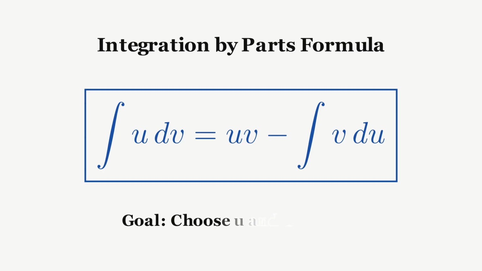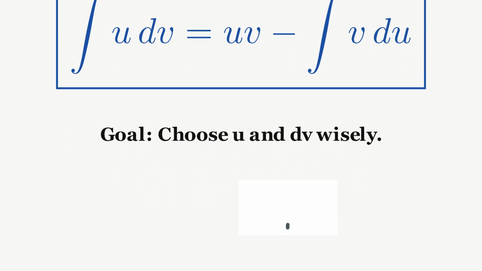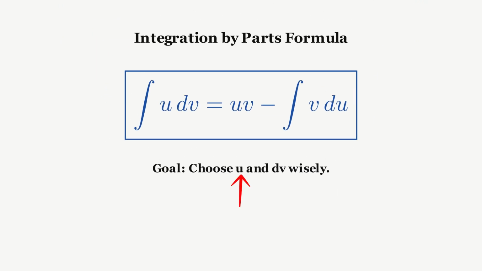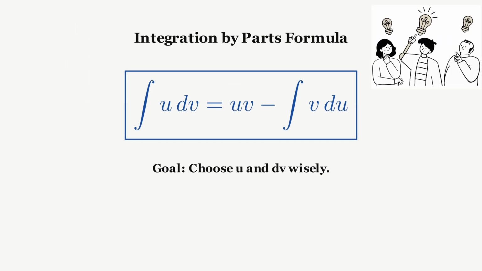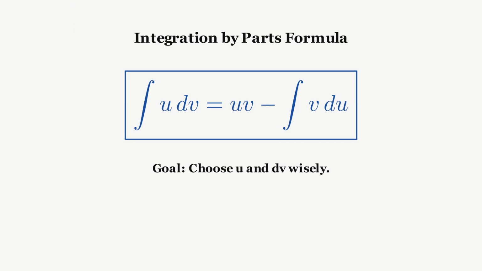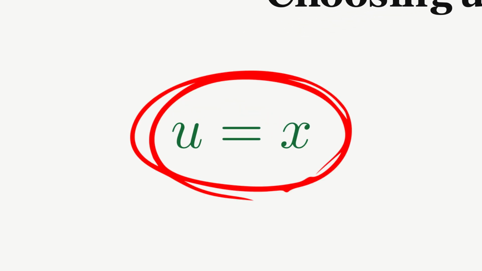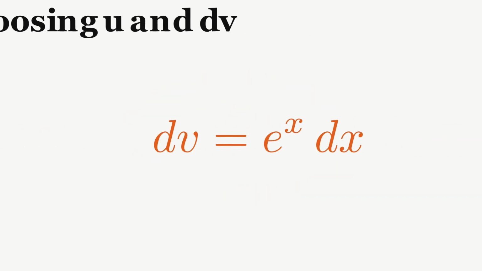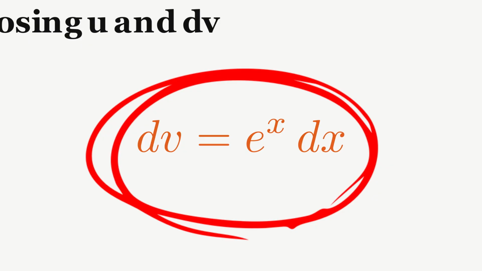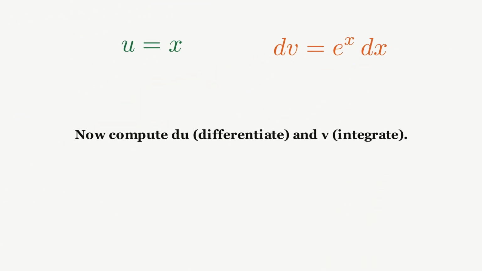This formula tells us to split the original expression into two parts. One part will be called u, the other part will be called dv. Now the important question is, which function should we choose for u? Let's choose u equals x. This is a good choice because differentiating x makes it simpler. Next, let dv equal e to the power x with respect to x. This is also a good choice because the exponential function is easy to integrate.